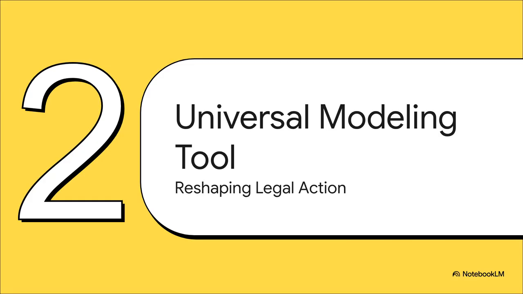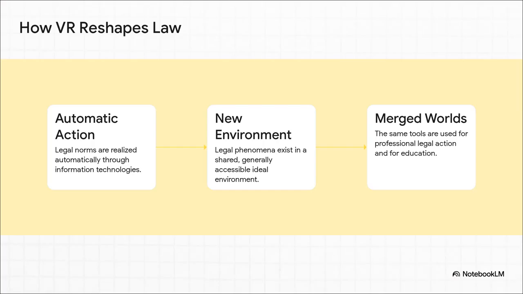All right, now we get to that key idea of virtual reality as a universal modeling tool. This is where we see how VR doesn't just provide a space for legal activity, it actively reshapes the activity itself. This transformation happens in three major steps. First, legal norms can be realized automatically through technology without a person needing to be directly involved. Second, this creates a totally new cognitive environment where legal concepts aren't just in books or in someone's head, they exist in a shared, accessible space. And this leads us to the third step, a merger of worlds, where the tools for practicing law become the very same tools for learning law.